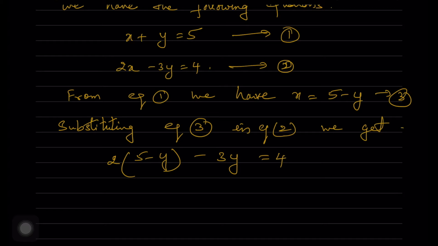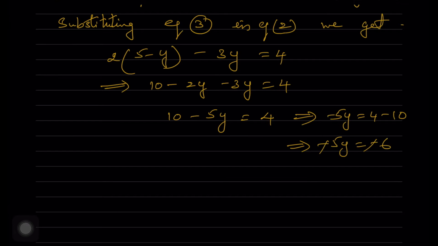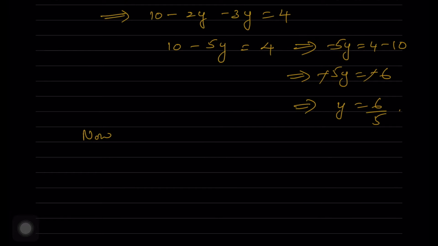So substituting equation 3 in equation 2, we get 2 into (5 minus y) minus 3y is equal to 4, which implies 10 minus 2y minus 3y is equal to 4. That means we are getting minus 5y is equal to 4 minus 10, or y is equal to 6 by 5. So by any of the methods you solve these two algebraic equations, you will be getting the same answer. So you got y is equal to 6 by 5.